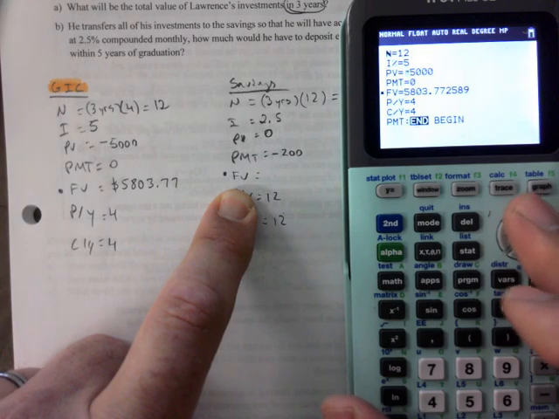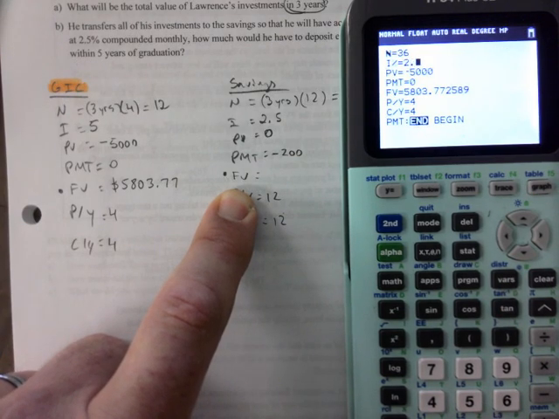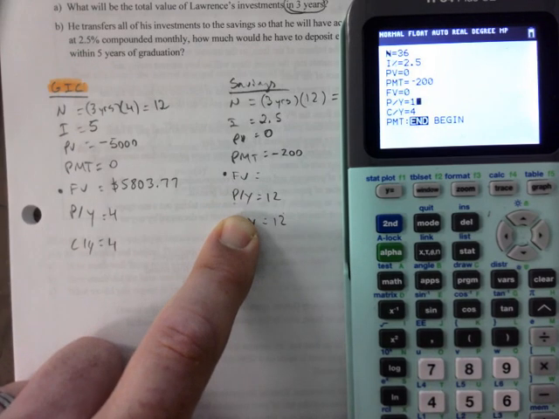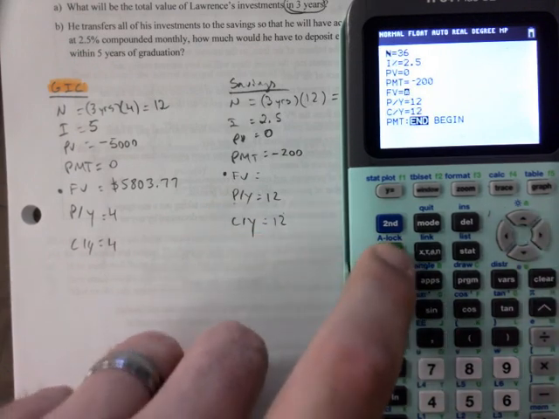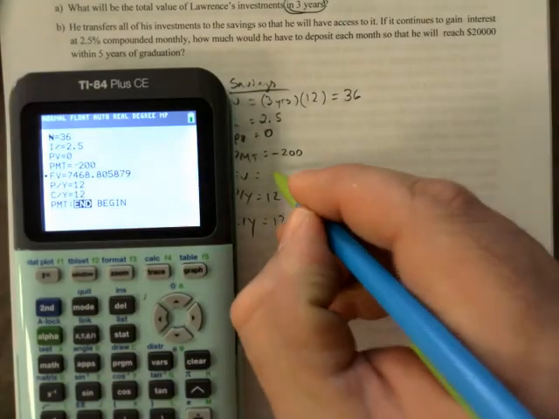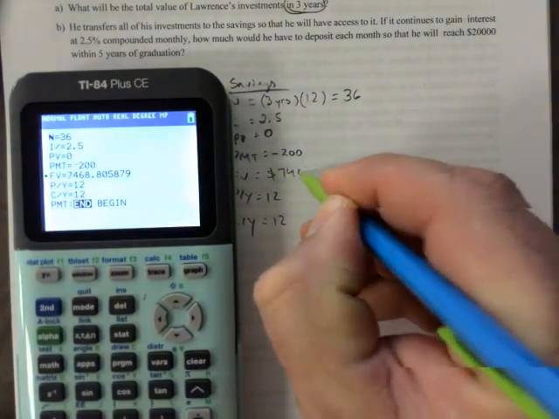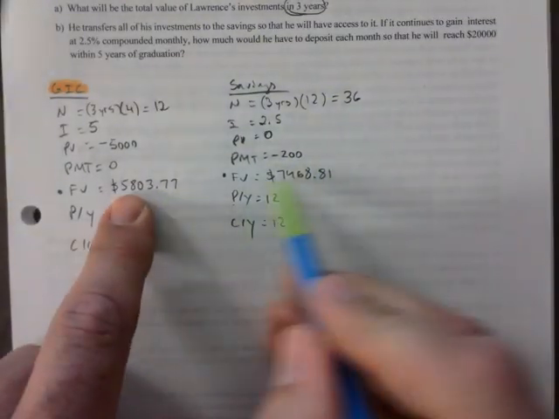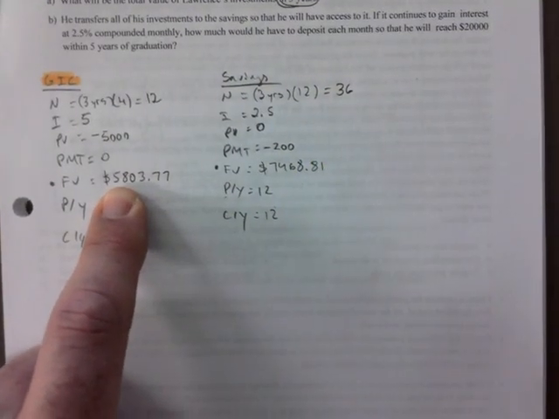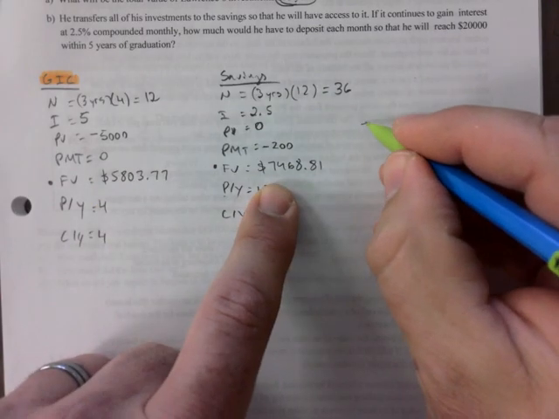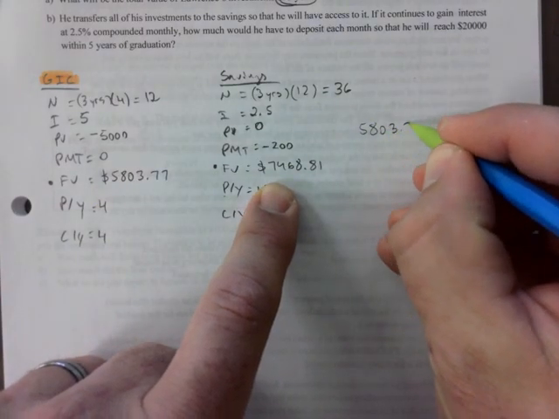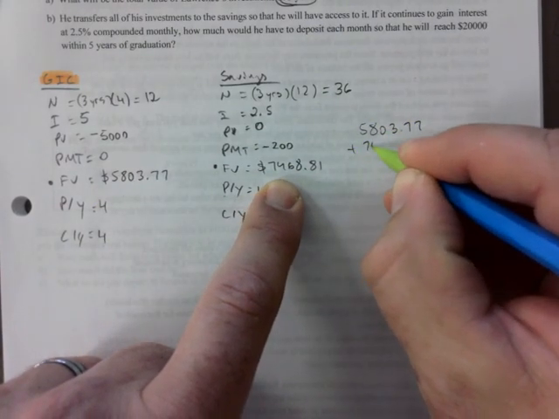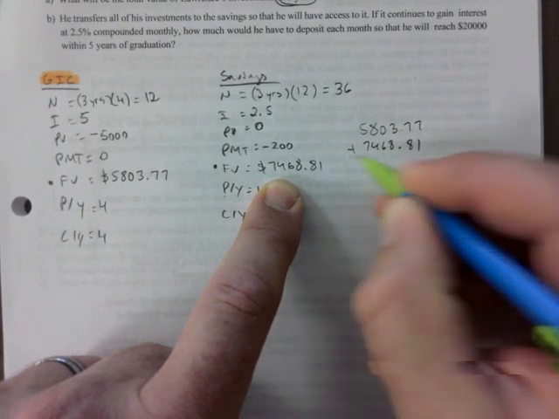Future value for this one, 36, 2.5, nothing, negative 200. I'm gonna put a 0 in there for now. 12 and 12. Future value, 7468.81. So the combination of these two is what I have in my account, right? So I'm going to go 5803.77 plus 7468.81.